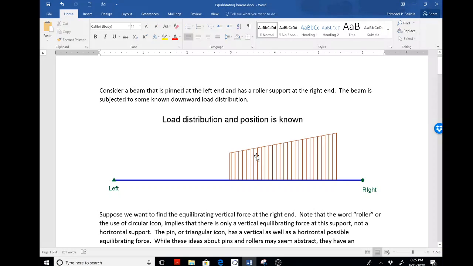The beam is subjected to some gravity loads, gravity being downwards, and the distribution is known, and the start and the stop of the load is known. And the question is, what equilibrating force would be under this reaction holding the beam in equilibrium?